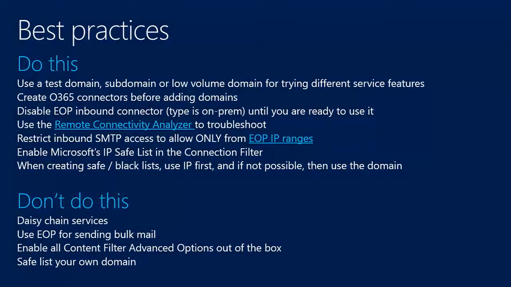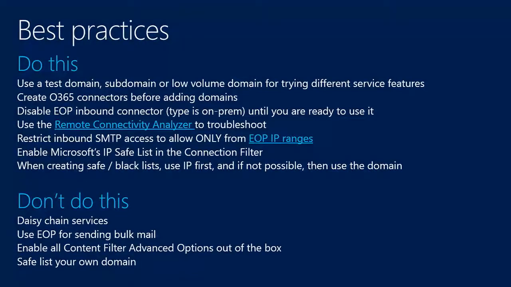The Remote Connectivity Analyzer is a web-based tool we have. It tests connectivity. The biggest use of it that I have is that it comes with a header analyzer. I know there's a lot of them out there, this is just another place you can go for that. We talked about restricting your inbound SMTP access to only accept mail from our EOP published ranges, and the link I have on the slide will take you to that TechNet page.